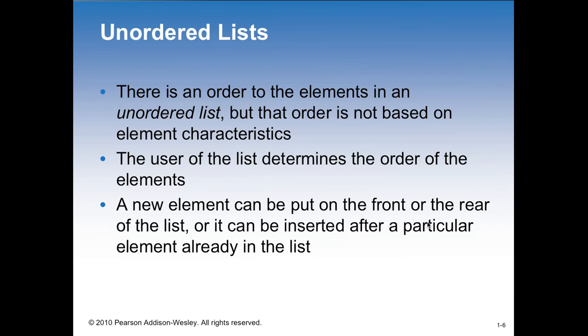Unordered lists, there's an order to the elements in an unordered list, but the order is not based on the element characteristics. Instead, it's on the insertion, or it's on some other thing. So the user of the list determines the order of the elements. So it could be like a first come, first serve, first in is the first item in the list, second item in the list. It could be a random order, or it could be no apparent order, but there is an order. So there's always an order because you have to keep track of all these items. But is the order important? If it is important, then you use an ordered list. If it's not important, then you use an unordered list.